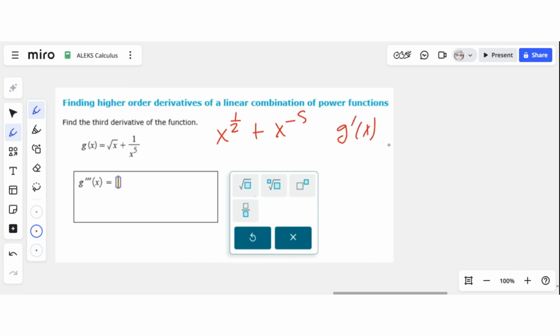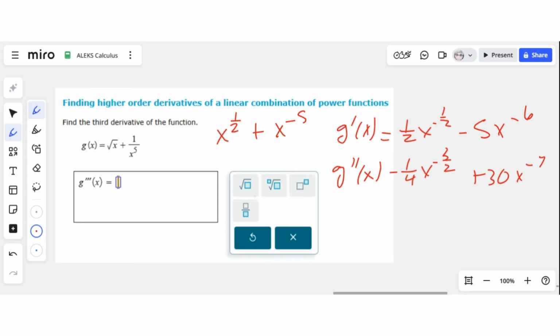We're going to find the first derivative first. So 1/2 x to the negative 1/2 minus 5 x to the minus 6. So that's the first step. Let's try the second derivative. Now we've got a negative 1/2 times a positive 1/2, so it's a negative 1/4 times x to the negative 3/2. And this is plus negative 6 times negative 5, 30 x to the negative 7th.